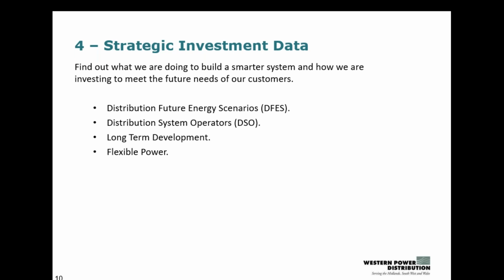Long-term development. Here you will find data that has been compiled to assist current and future use of WPD's network to identify and assess opportunities available to you for making new or additional use of our distribution system. Flexible power. This is where you will find the data and information which we share with stakeholders, creating partnerships that generate income for local businesses and which can enable us to accommodate increasing demand for electricity without having to build a larger network.